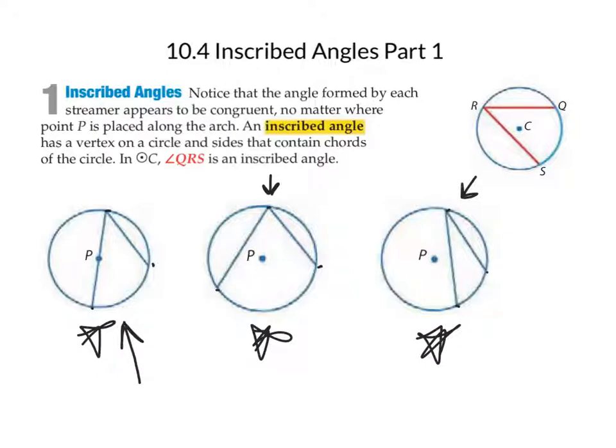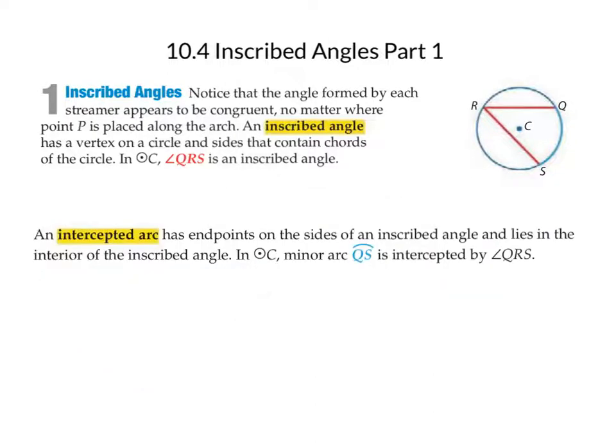All right, now that we know what an inscribed angle is, let's move on to one more vocabulary word. An intercepted arc. An intercepted arc has endpoints on the side of an inscribed angle, like Q and S right here. Those are going to be the endpoints of the intercepted arc. So in circle C, minor arc QS is intercepted by the inscribed angle. So basically an intercepted arc is just an arc for an inscribed angle.